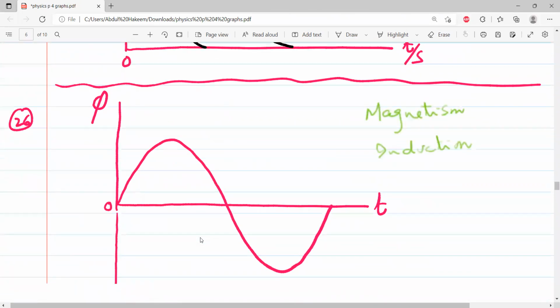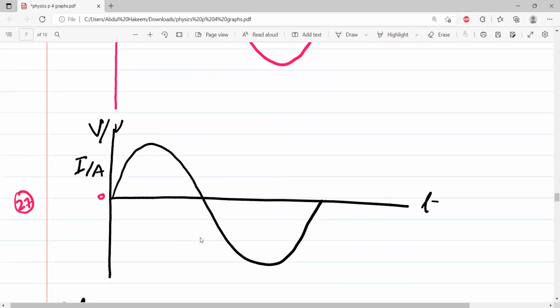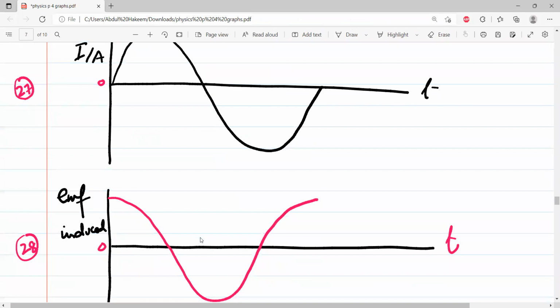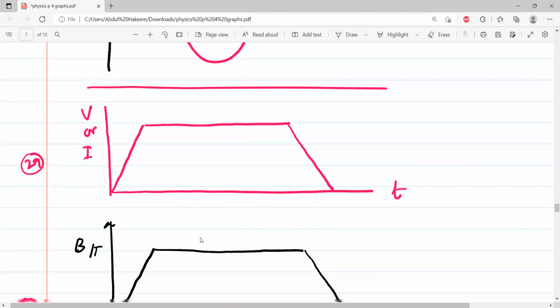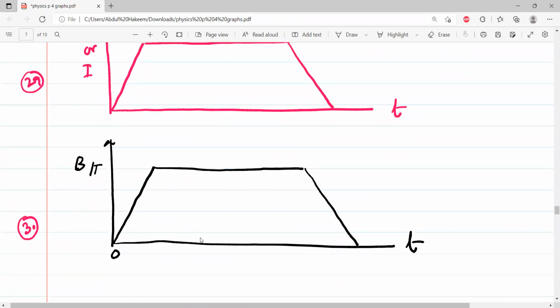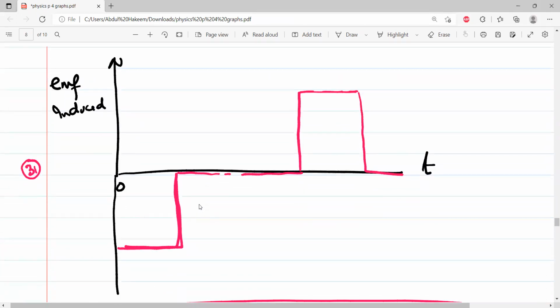Then magnetism, induction. This is a flux time graph. This is the voltage, sinusoidal alternating voltage. This is the induced EMF. If this is the voltage graph, this will be the current graph, and this will be the magnetic flux graph. Then this is the induced EMF graph.